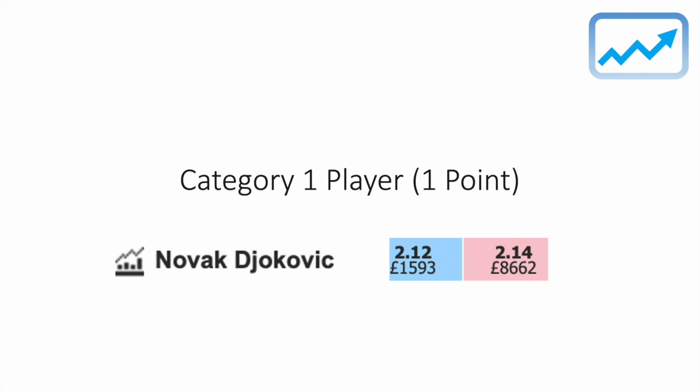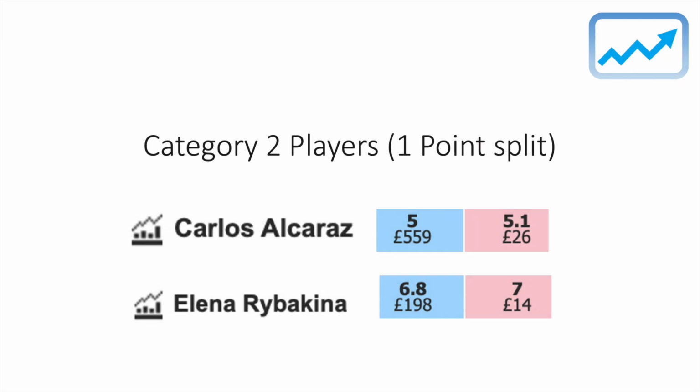So, first of all, for the category 1 player, we've got Novak Djokovic, and of course, he is usually my category 1 player, and often this pays off quite well. He's often a dead cert. Category 2 players, we've got 1 point split over 2 players here. We've got Alcaraz, priced at 5, and Rybakina, priced at 6.8.